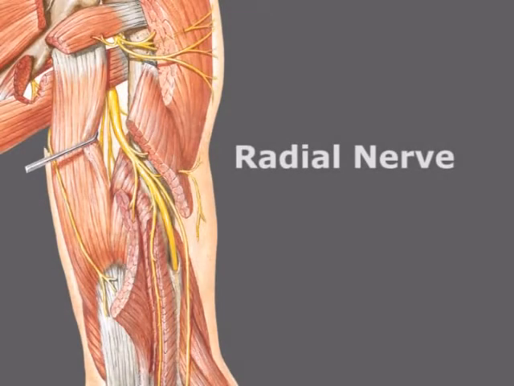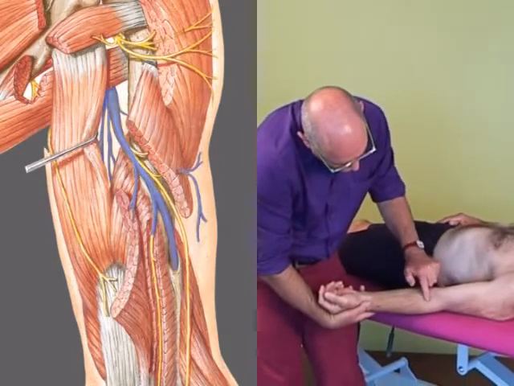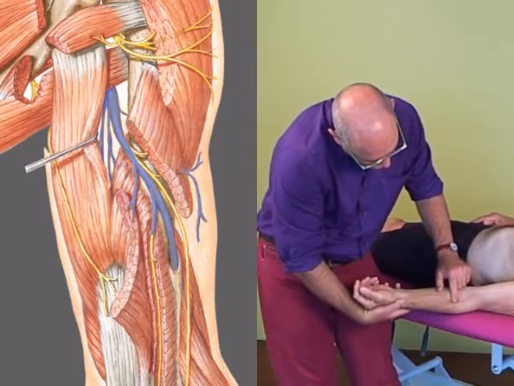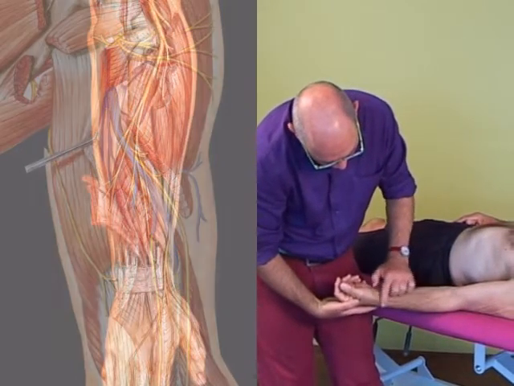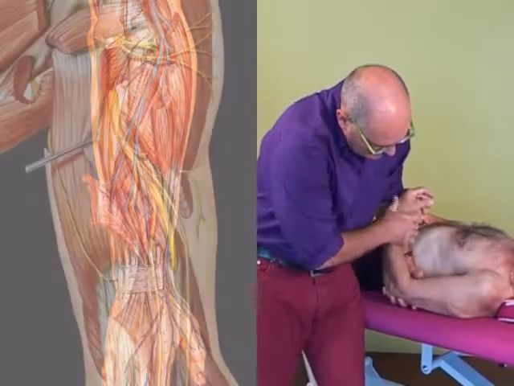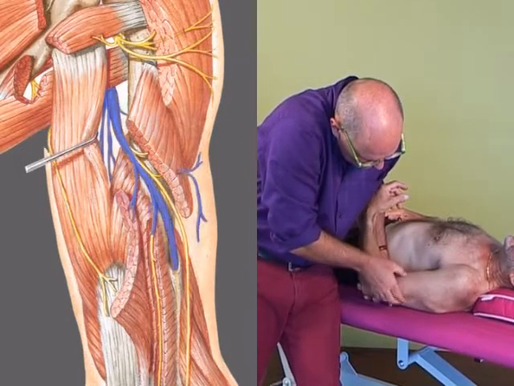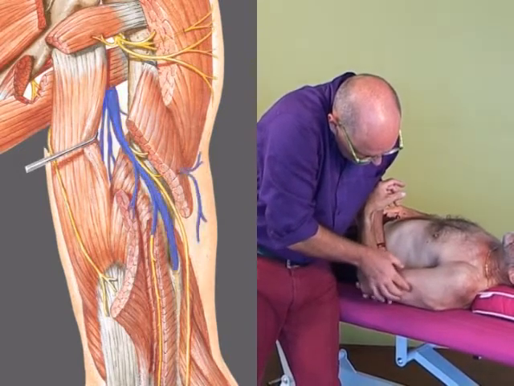The radial nerve. Anatomy and palpation. The radial nerve can be palpated along its length. It's a long nerve and vulnerable in the upper and lower arms. At the humerus, the nerve can be palpated and flicked upon.